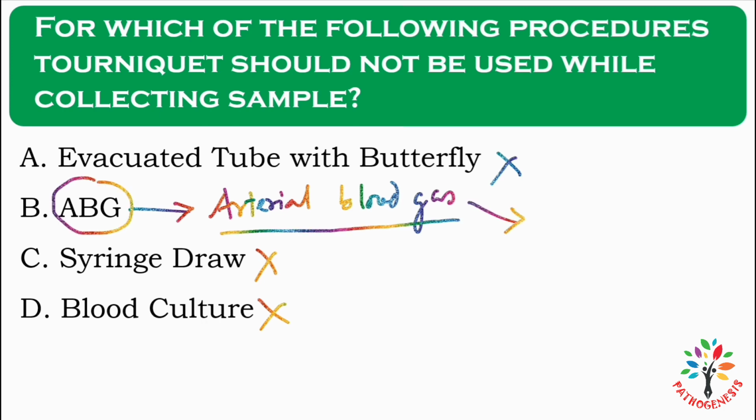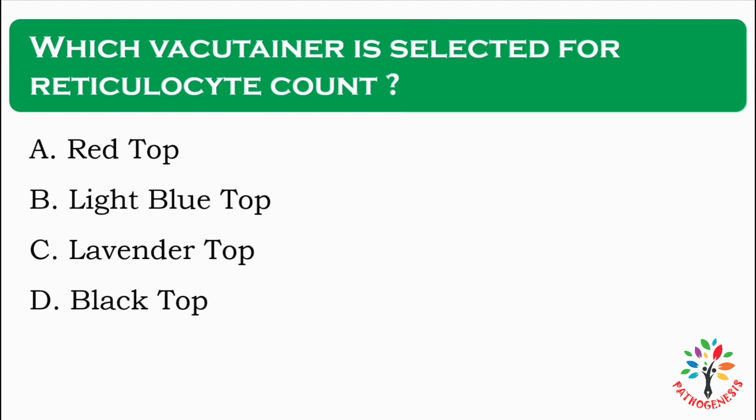Arterial blood gas is done for checking partial pressure of oxygen, carbon dioxide, etc. So the best answer is B, arterial blood gas. Moving on to the next question. Which vector is selected for reticulocyte count?